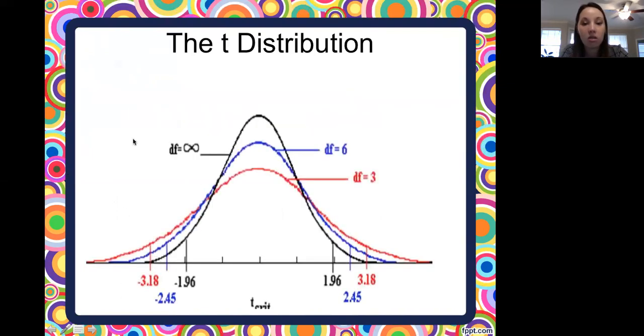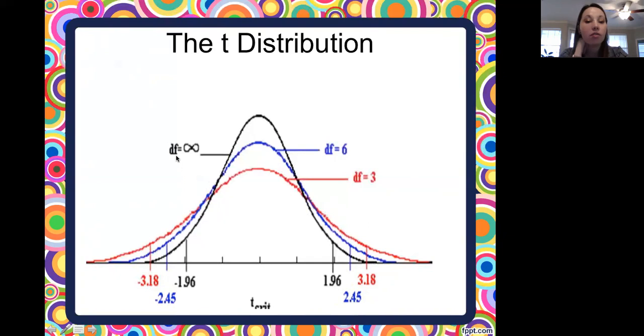All right, so here is what your degrees of freedom looks like. If you notice here, when we have a degrees of freedom of 3, or in other words, a sample size of 4 people, we have a fatter curve. We have a wider curve happening here. However, when we double our sample size to 7, or degrees of freedom of 6, it becomes a little more normal. We see that it's becoming more of a normal curve.